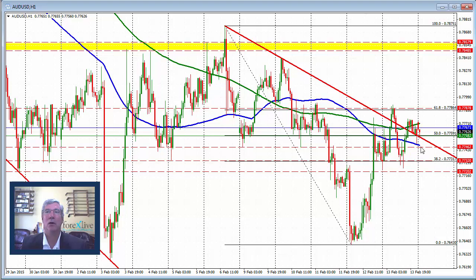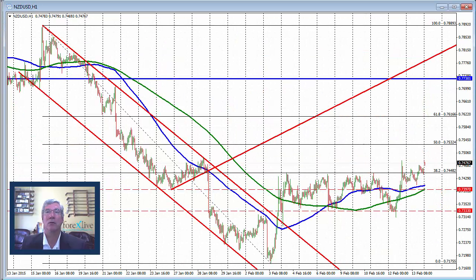Goalposts defined by the 200 and the 100-hour moving average. Get above the 200-hour moving average, more bullish to the upside. Move below the 100-hour moving average, more bearish to the downside for that currency pair. It's one of those in between, trying to figure out which way it wants to go.